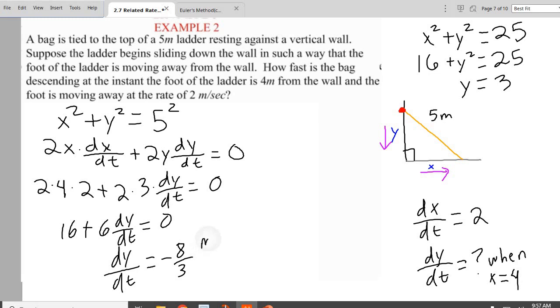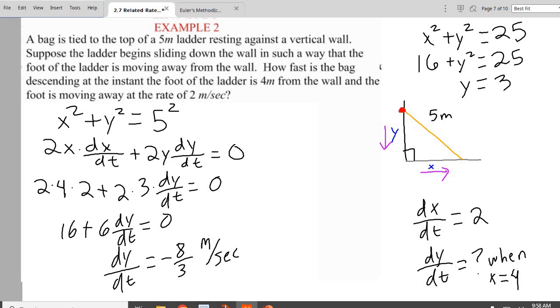Meters per second. Now, does it make sense that we are negative there? Yes, because my bag is moving down the wall. So all that negative does is give us direction. The more negative you get, actually, the faster you're going down, right? But the only thing that the negative gives us is which direction.